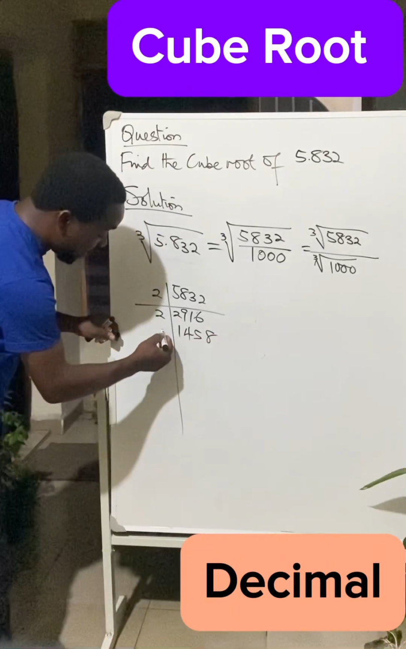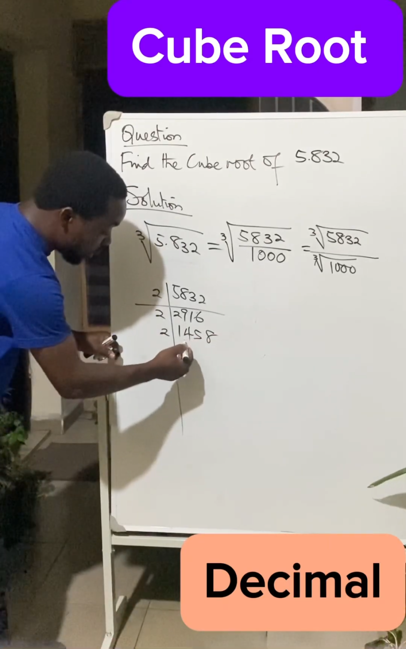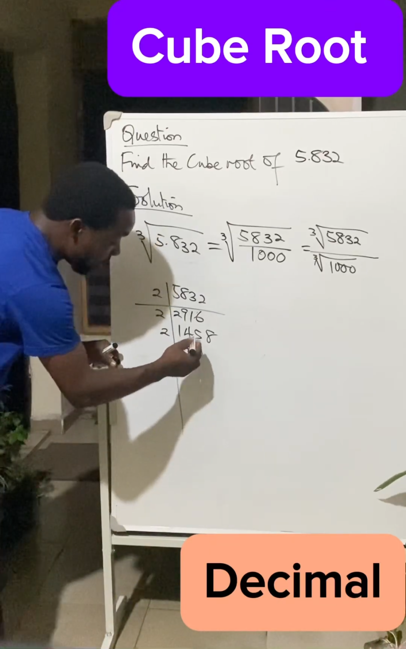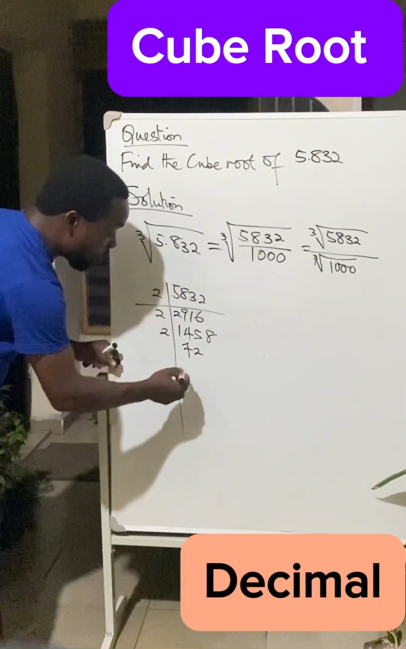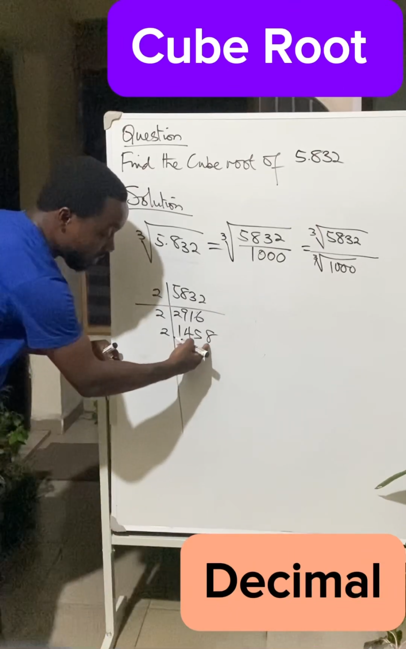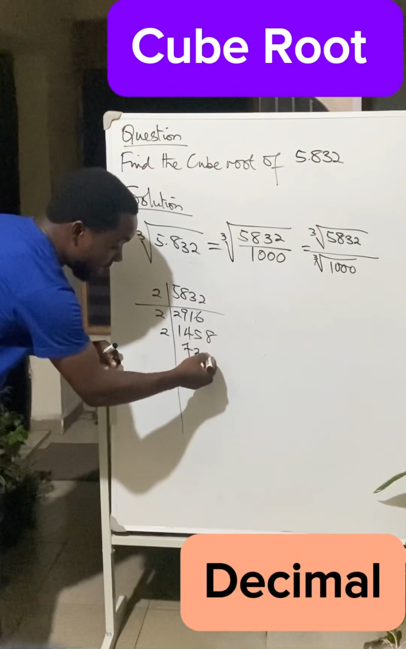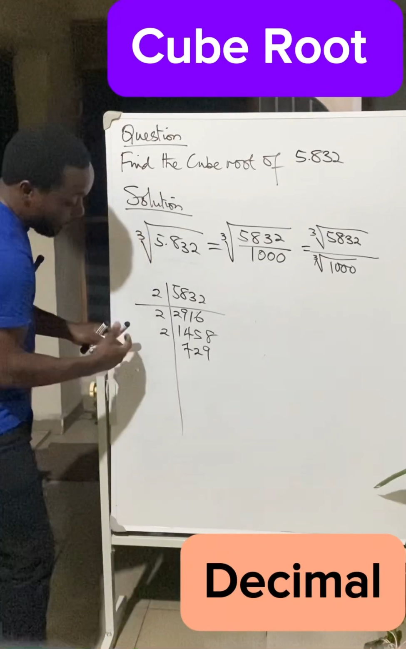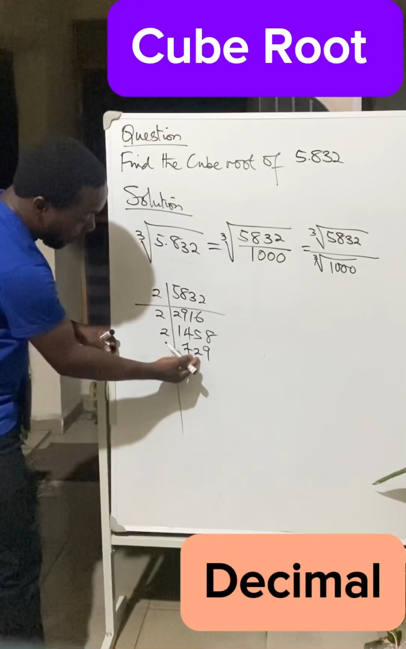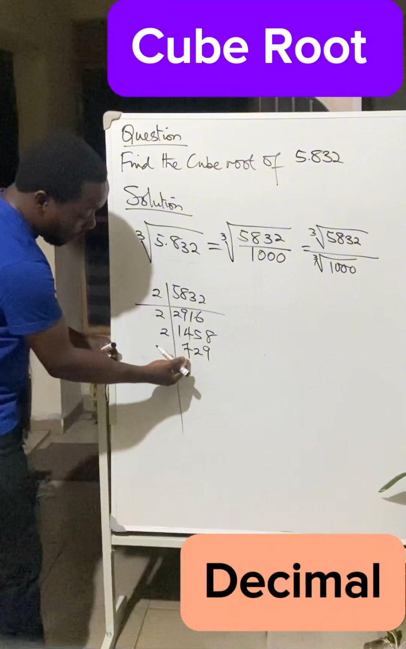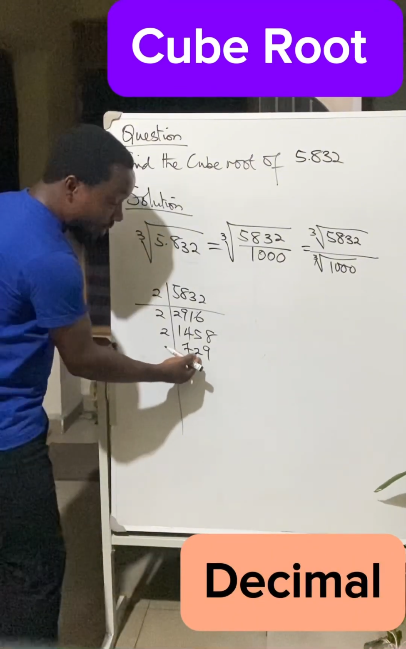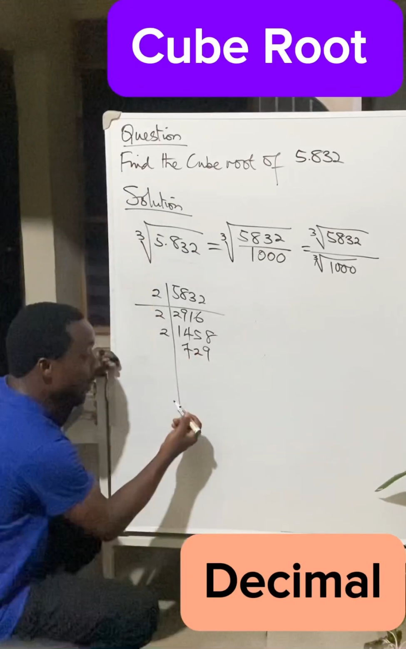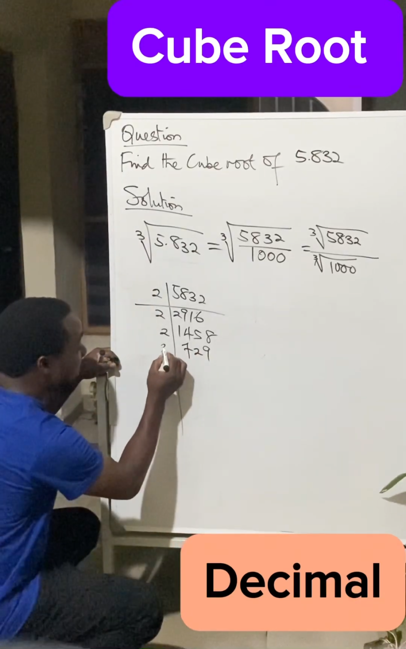Another even, I still make use of 2. 2 into 1 is 0. 2 into 14 is 7. 2 into 5 is 2 remainder 1. I add it to 8, it becomes 18. 2 into 18 is 9. Now this is no more even. Let me see if 3 can divide through this. Let's apply the rule of divisibility of 3. 7 plus 2 gives us 9. 9 plus 9 is 18, and 18 is a multiple of 3. So 3 can divide through.